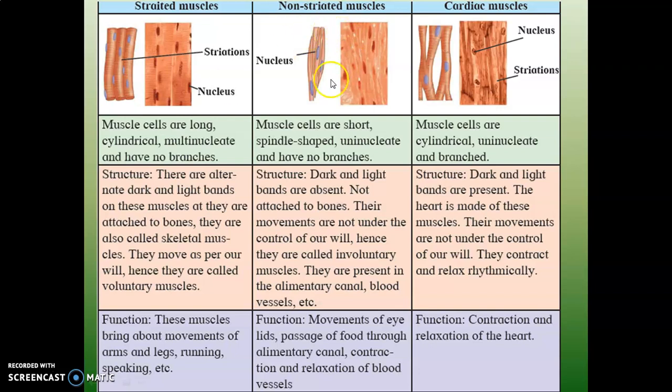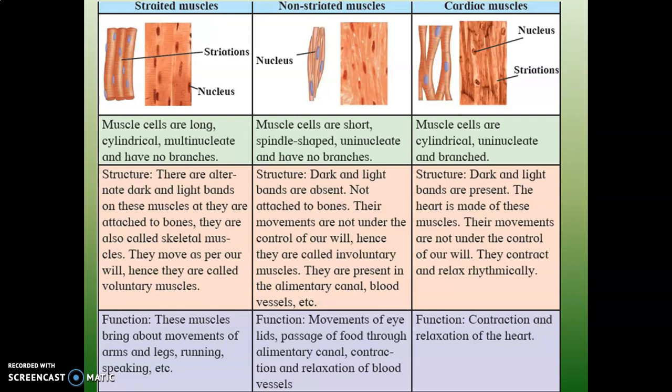Then we have the non-striated muscles, which are short, in the shape of a spindle that is pointed at both the ends. These are uninucleated and have no branches. Okay, so single nucleus, no branches. Again, dark and light bands are absent, and they are not attached to bones. Their movements are not under our will, so they are involuntary. They are present in the alimentary canal and blood vessels, with functions such as movement of eyes, passage of food through the alimentary canal, and contraction and relaxation of blood vessels.